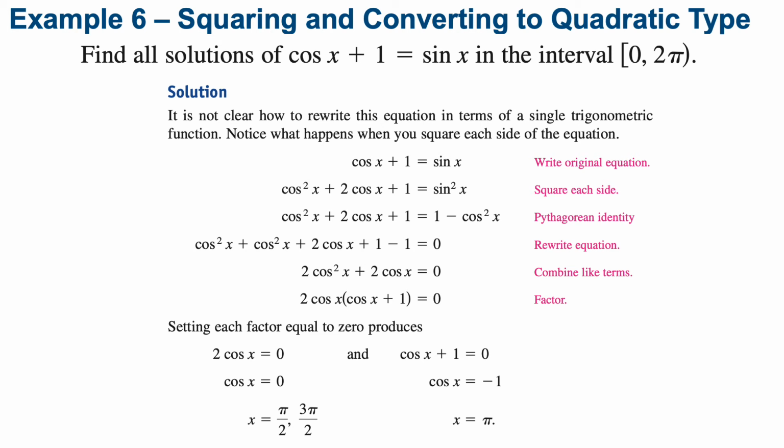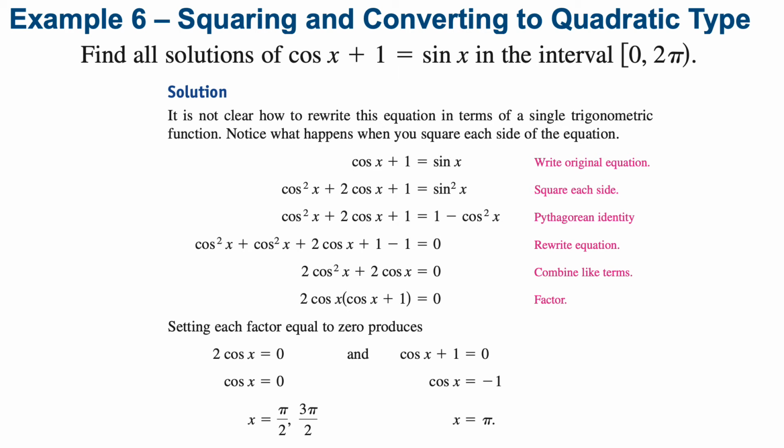If you square cosine of x plus 1, that's squaring a binomial. Remember, a perfect square trinomial comes out of that. So on the second line, on the left-hand side we get cosine squared of x plus 2 cosine x plus 1. On the right-hand side, we get sine squared of x. Look very carefully at the second line. Now that I've squared both sides, I can replace sine squared of x with 1 minus cosine squared. Let's go ahead and do that.